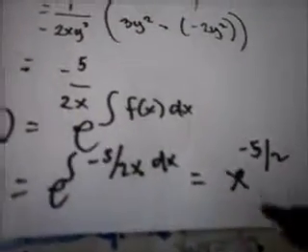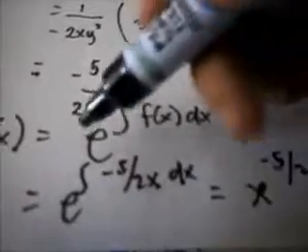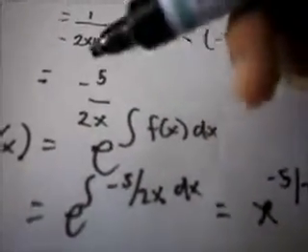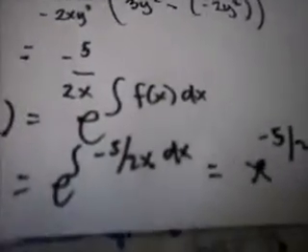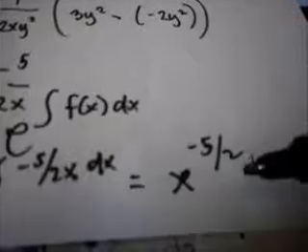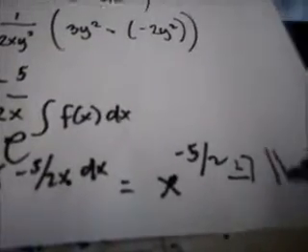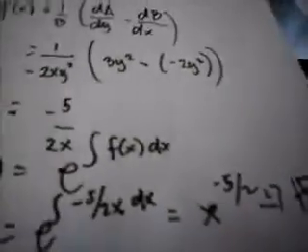It becomes x to the negative 5 halves, because e to the ln of x to the negative 5 halves, so the e to the ln just cancels out. So this is our integrating factor, x to the negative 5 halves.